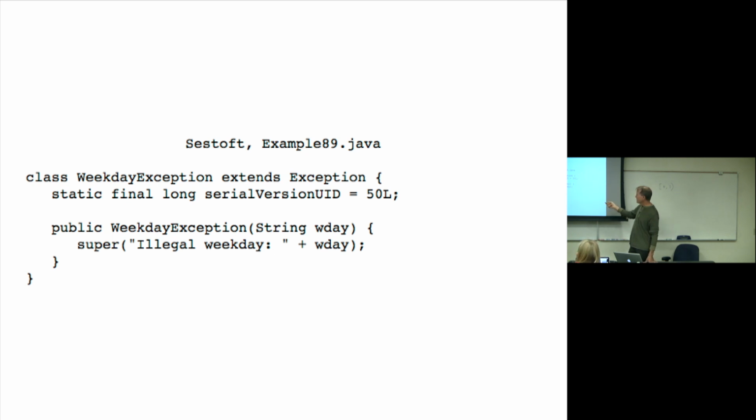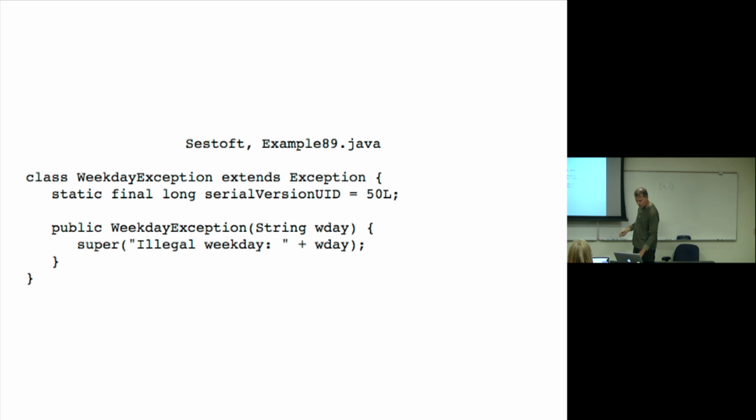All right. So class WeekdayException extends Exception, and then here we have this version number. And then inside this class, we have public WeekdayException. Now look, this WeekdayException has the same name as this WeekdayException, right? So it's kind of like a constructor. And what does it take as a parameter? A string, a Java string, which is immutable. And what's the name of this string? WDay, an abbreviation for weekday, right? And what does it do? It calls super, and then it says "Illegal weekday: " concatenated with WDay.